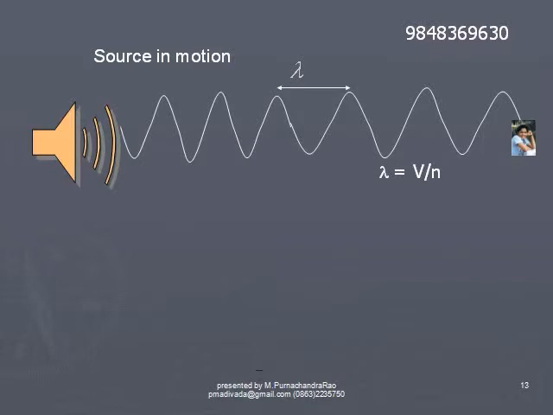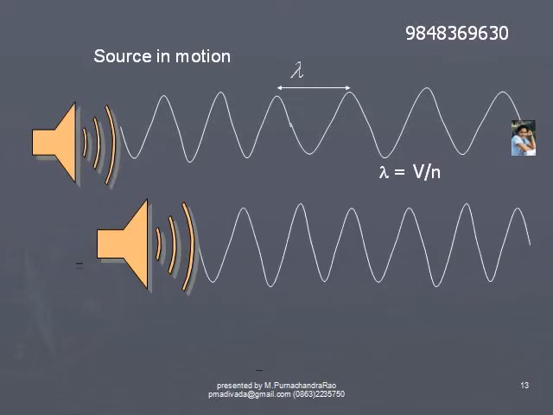If the source is in motion towards the observer, when the source is moving towards the observer with the speed vs, then in 1 second n waves will be emitted, but these n waves will be occupied over a distance v minus vs. The distance of the source from the observer becomes v minus vs after 1 second. Hence, n waves crowd together and they occupy the distance v minus vs. So, the modified wavelength of this wave, lambda prime, is equal to v minus vs by n.